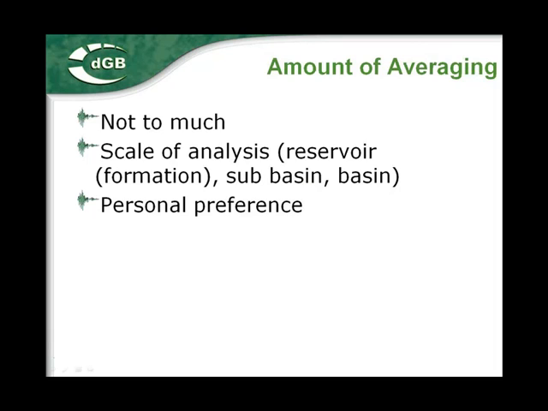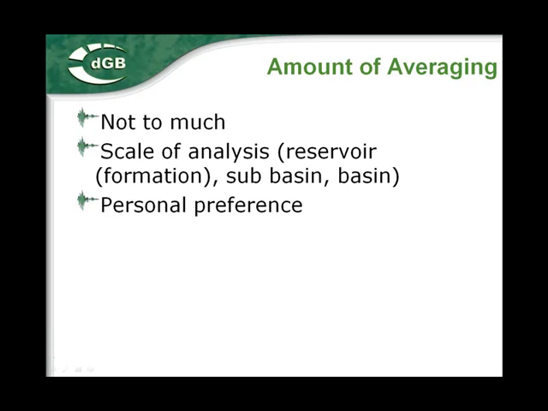So the conclusions would be: the amount of averaging, definitely not too much. Rather have too little filtering and have a little bit more information there than remove meaningful information. The second consideration is, what is your scale of analysis? Do I want to see flow barriers in a reservoir formation, or do I want to correlate multiple system tracts along a subbasin or a basin?